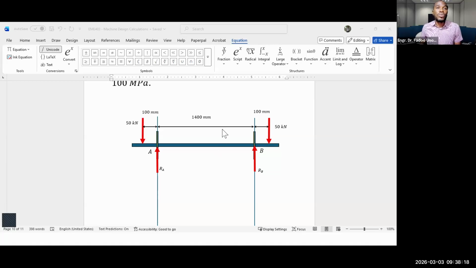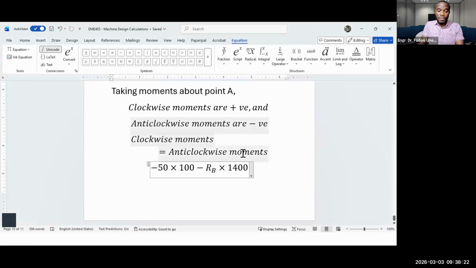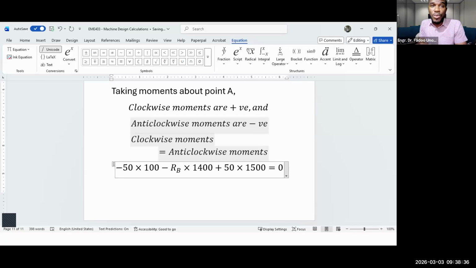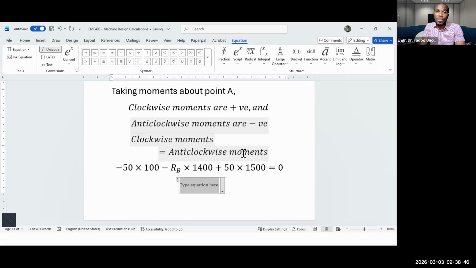Okay, so let's go back down here. So the next value we're looking for is a plus, and it's plus 50 times what's the value now? 1,500, and all of this should equal 0. So when you look at this, you have an equation with only one unknown that we can easily solve. So let's quickly isolate RB times 1,400 on one side of the equation. Let's retain it on the left-hand side.